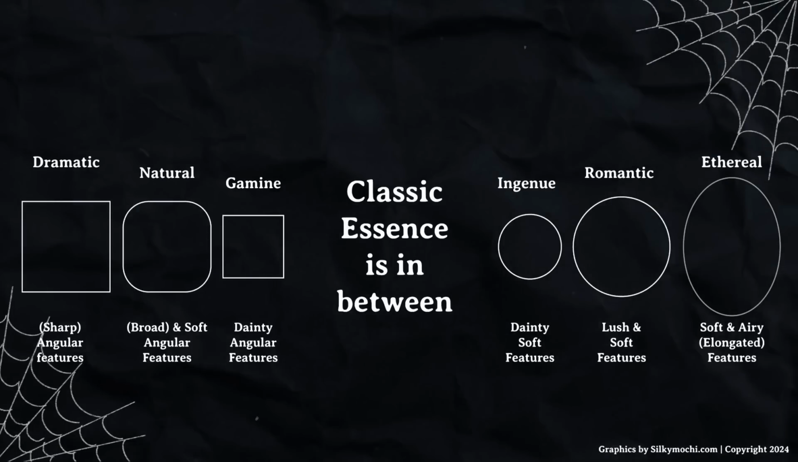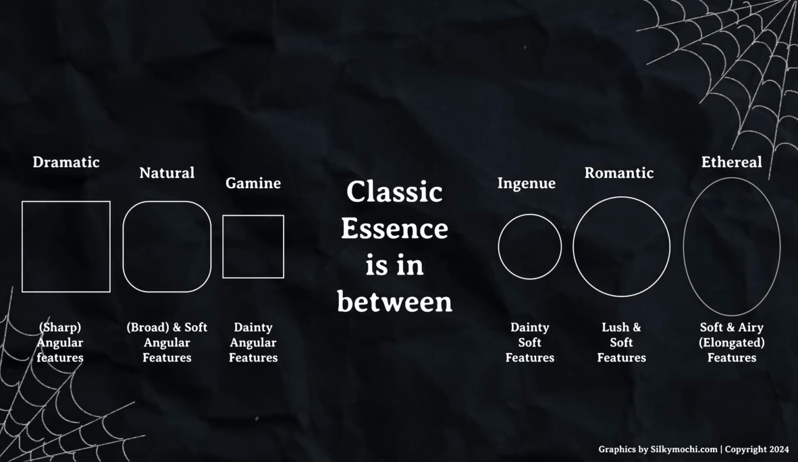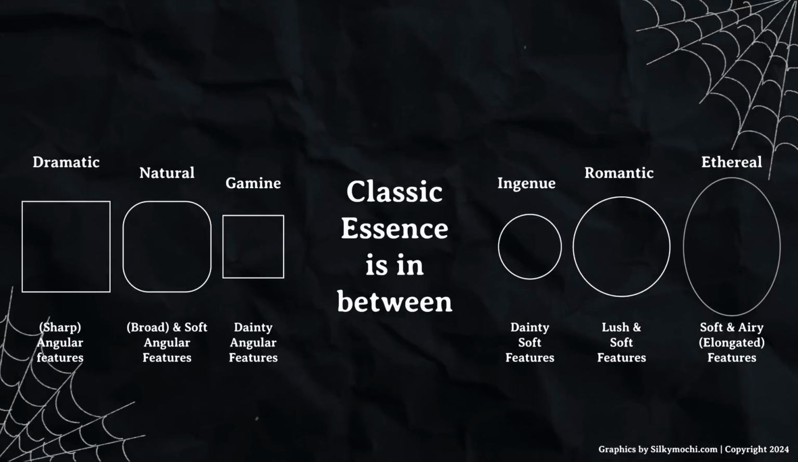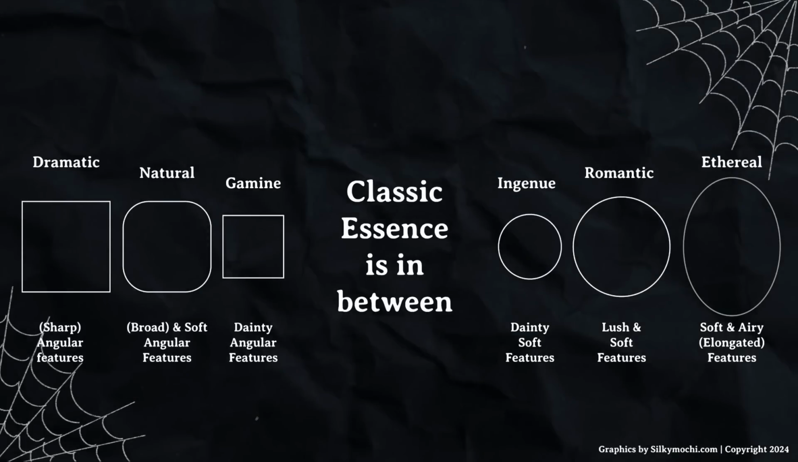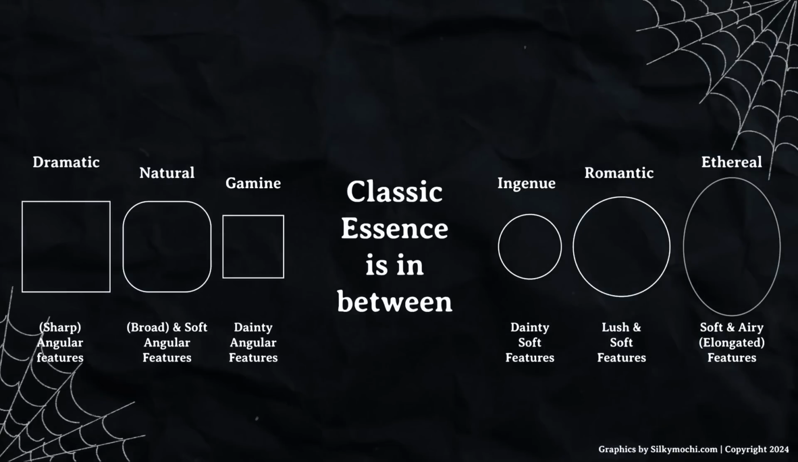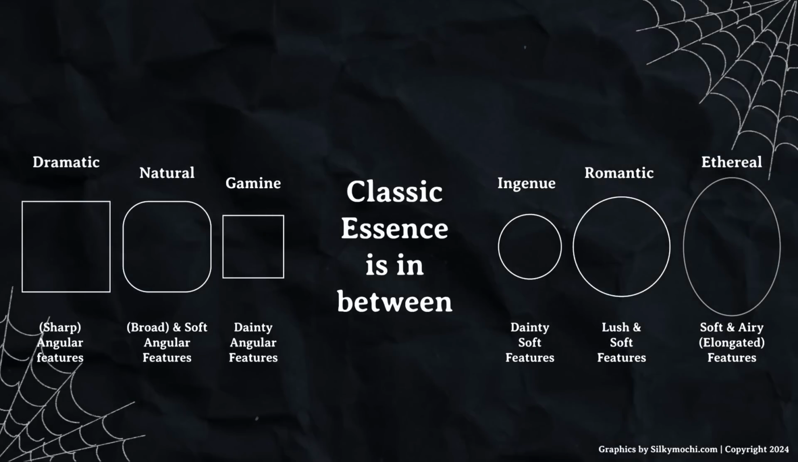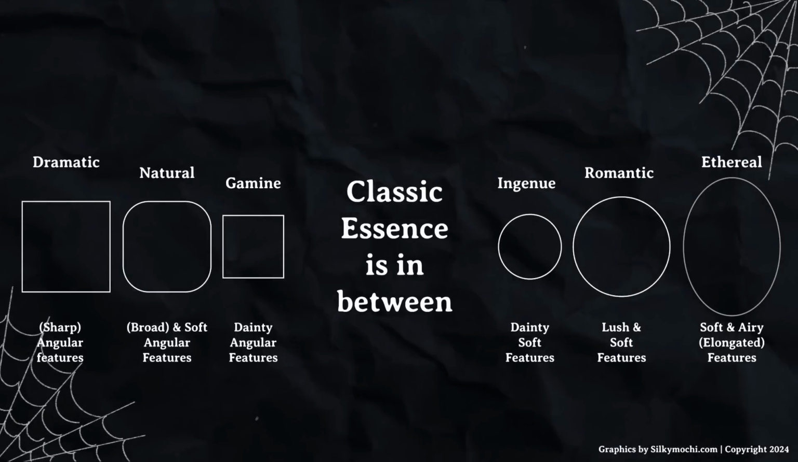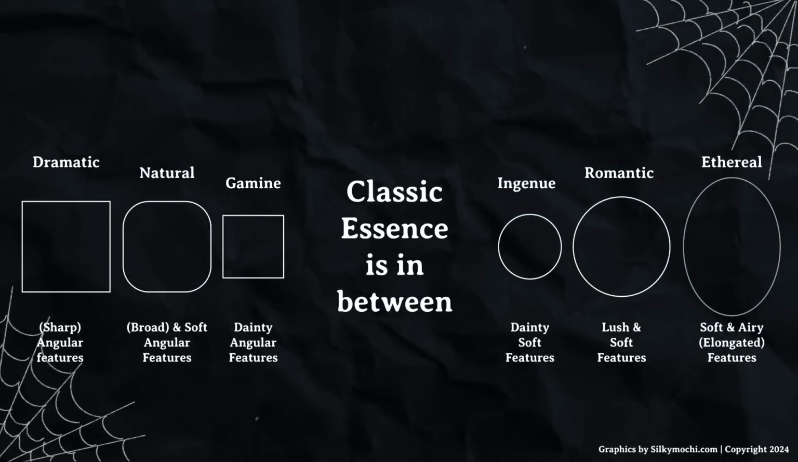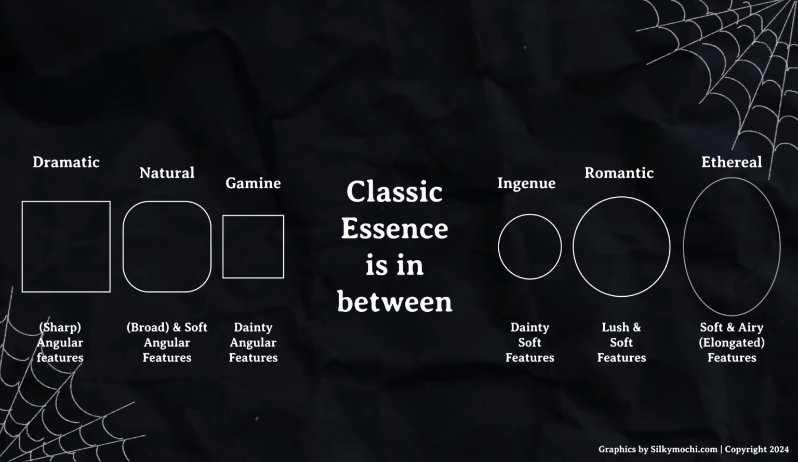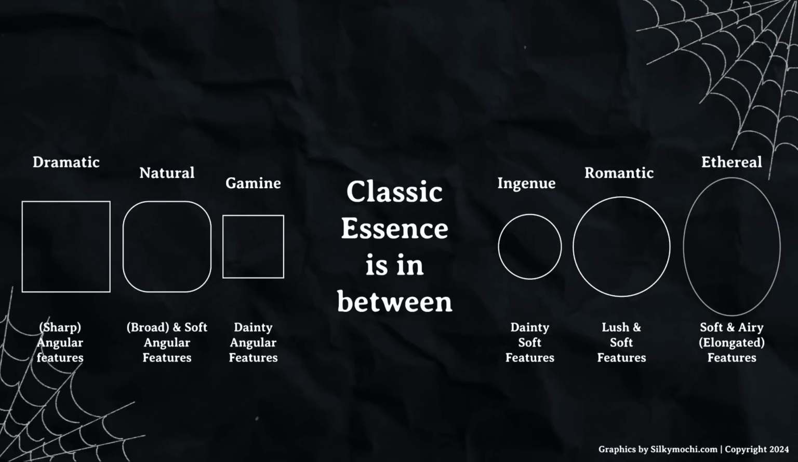My face is actually an example of a more natural face, but I do have an undercurrent of dramatic essence if you look at me from the side. And Gamine is angular, but more dainty. Think Audrey Hepburn, Kristen Ritter. Ingenue is also going to have daintier features, but a bit on the softer side. Very doll-like, if you will. Think Devon Aoki and Christina Ricci.